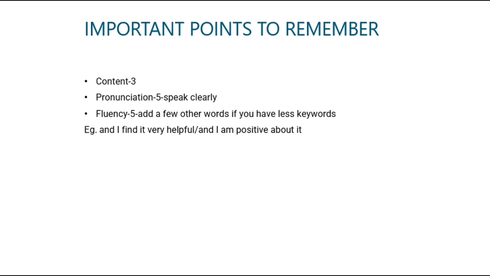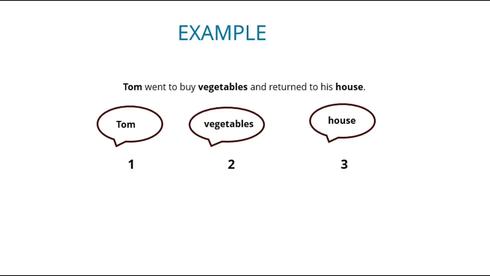Now we'll be looking at how to understand the meaning. Each sentence will have a minimum of 3 or maximum of 5 keywords. So repeat those keywords in your mind and count them using your fingers, only those keywords. Example: Tom went to buy vegetables and returned to his house. Our right hand will be near the mouse. So using our left hand, we will be counting the keywords.